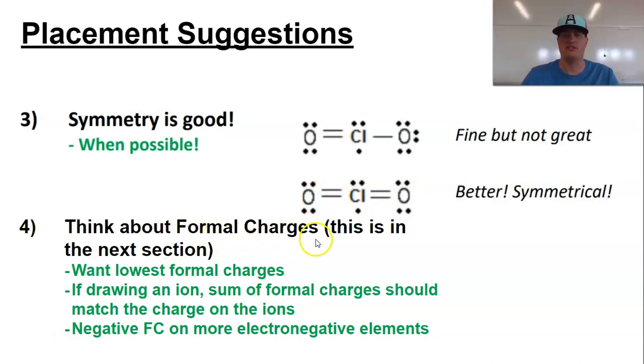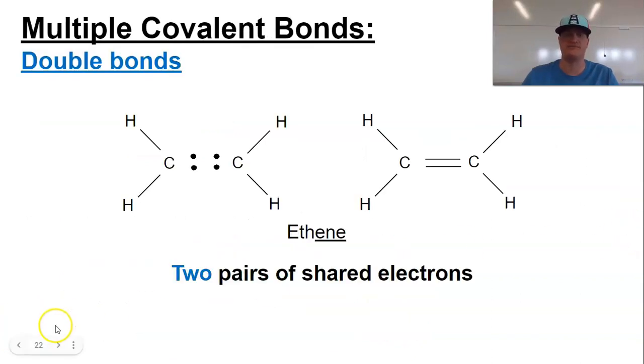Now, formal charges are something you need to add on as a layer to your Lewis structures. You want the lowest. If you're drawing an ion, the sum of the formal charges should match the charge of the ion. So the sum of the formal charges, say 1 plus in NH4 plus, is 1 plus. The negative formal charge goes on the more electronegative elements, meaning closer to fluorine. So keep those in mind, as we'll talk about formal charges in our next section.